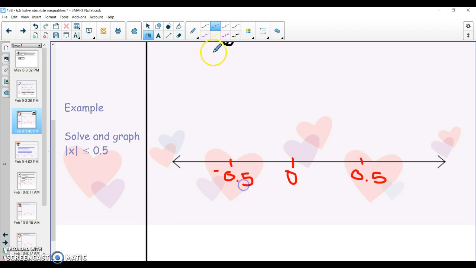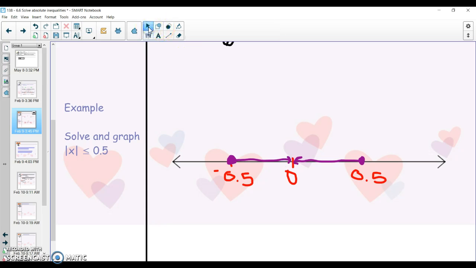Bear with me, 7th graders. I'm writing with my laptop. Am I including the values? Yep. So closed circle. And I want the value to be less than or equal to it. What number would have a distance less than 0.5? 0.2, wouldn't it? Isn't that going in to 0? And how about here? Wouldn't -0.2 also be the same? It would. So that would go in.